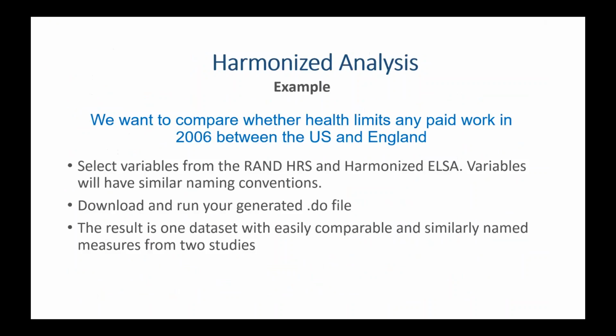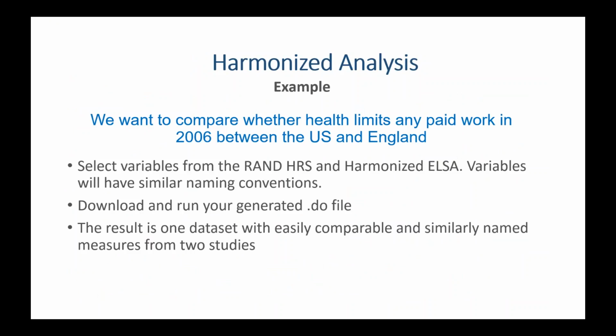And the last thing that I'll briefly show you, I won't go through it because we're running a little late on time and I want to be respectful of people's time, is this: say we wanted to update our example where we compare whether health limits paid work in 2006 between the US and England. We could select variables from the RAND HRS and the Harmonized ELSA, these harmonized data sets, and the variables will have a similar naming convention.